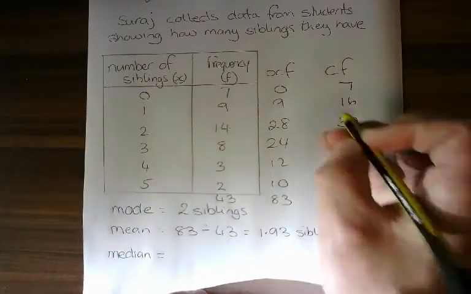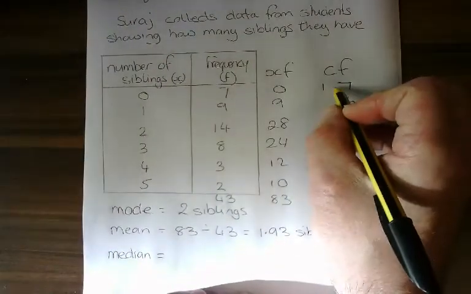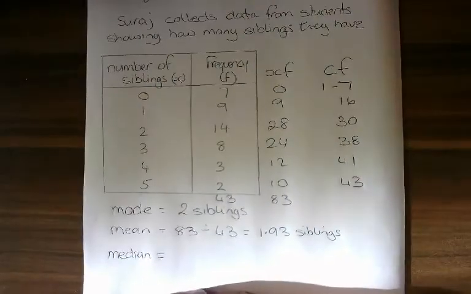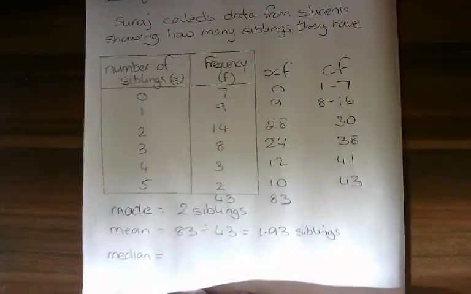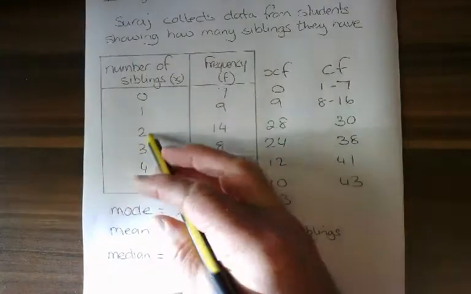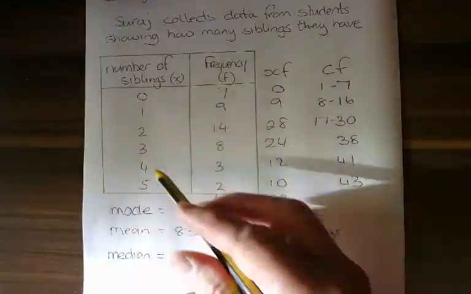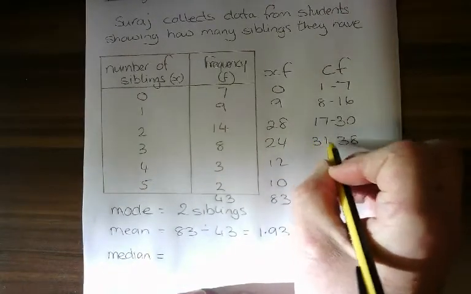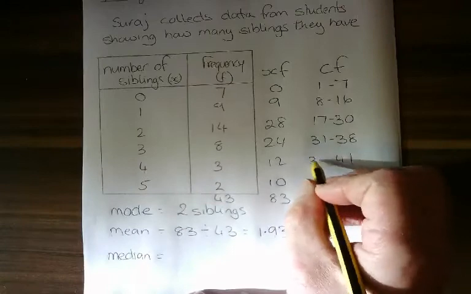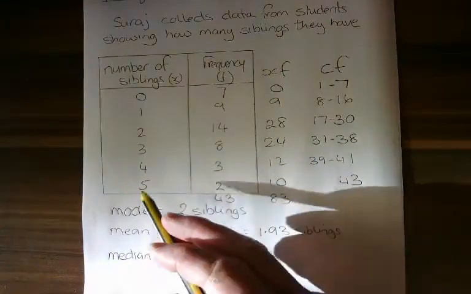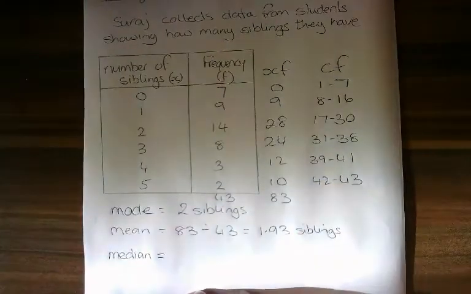So this tells me that if they were in a list form, the zeros would be the 1st to the 7th numbers. The number 1s would be the 8th to the 16th numbers. The number 2s would be the 17th to the 30th numbers. The number 3s would be the 31st to the 38th numbers. Number 4s would be the 39th to the 41st numbers, and the number 5s would be the last two numbers, the 42nd and 43rd number.